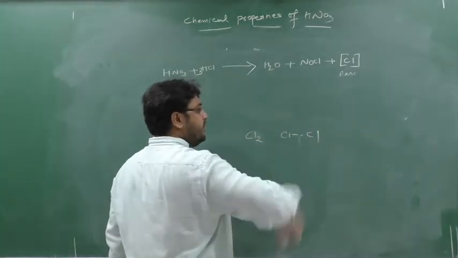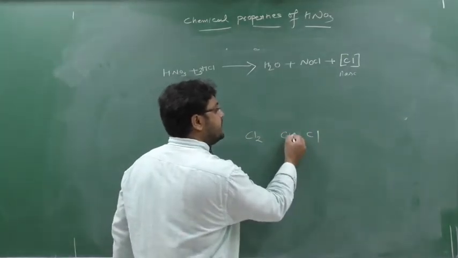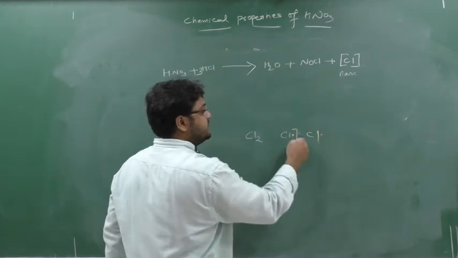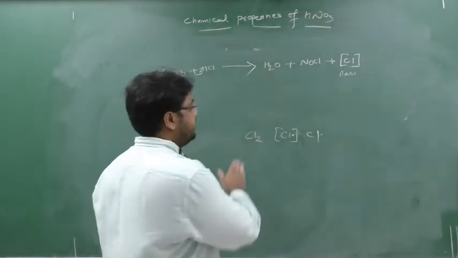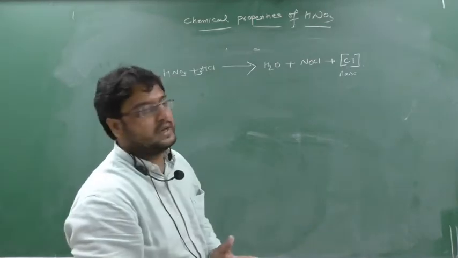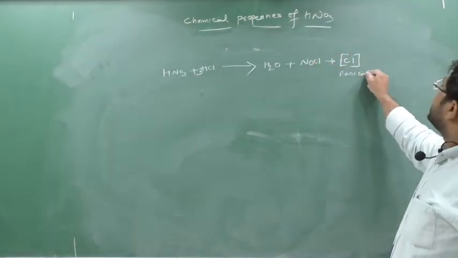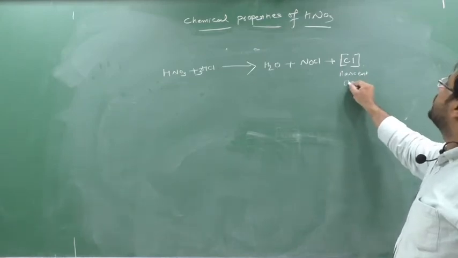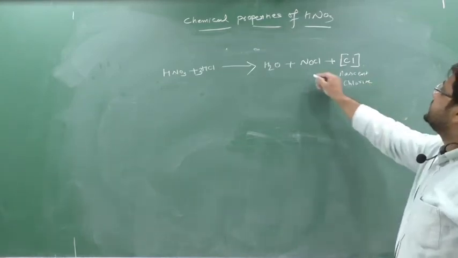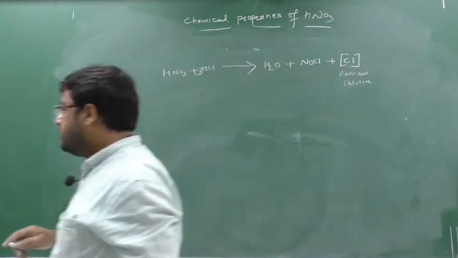This is the bond. When the bond cracks, one electron goes here and one electron goes here. This is known as nascent chlorine or monoatomic chlorine. We'll understand it in detail in future classes. Whenever I write it in square brackets, this is nascent chlorine or monoatomic chlorine. This is highly reactive. This is known as nitrosyl chloride.